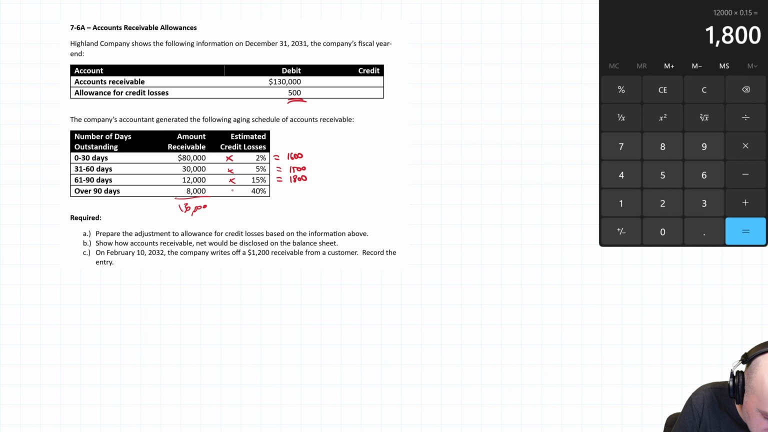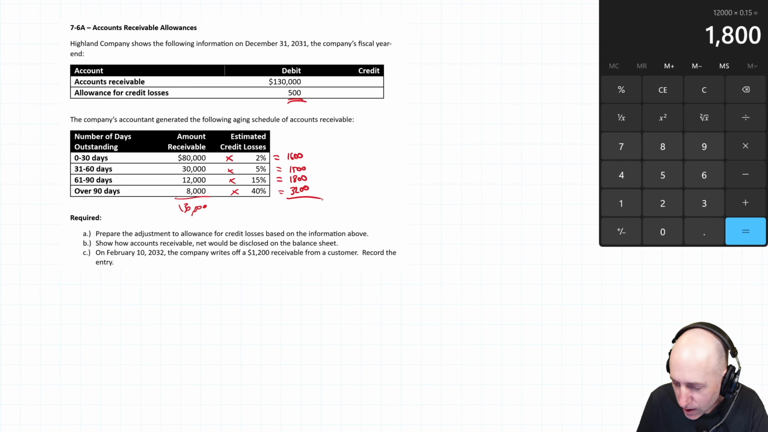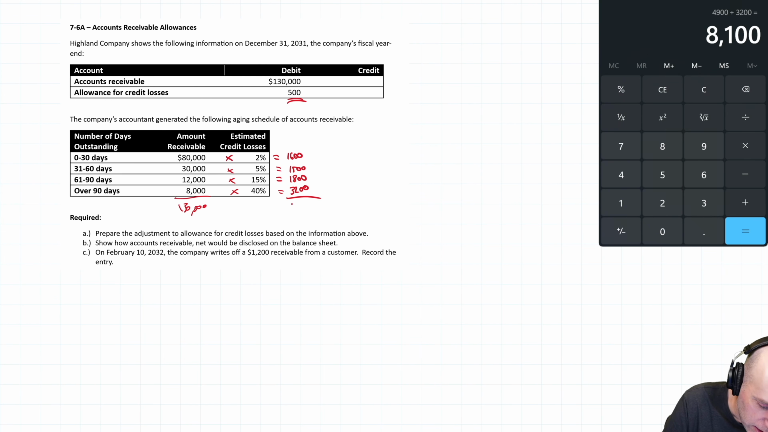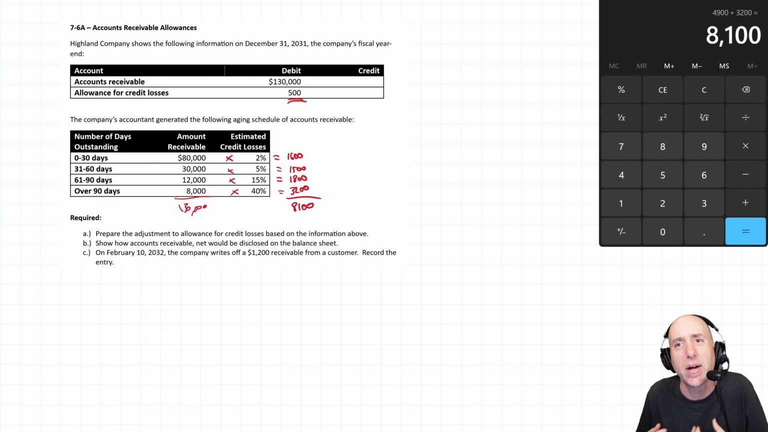Over 90 days, 8,000 times 40%. I can do this one in my head. 8 times 4 is 32. So 3,200. Let's not double underline that. Let's add these up. 1,600 plus 1,500 plus 1,800 plus 3,200 is 8,100. And 8,100, that is our total estimated credit loss. That's our estimated uncollectible amount.